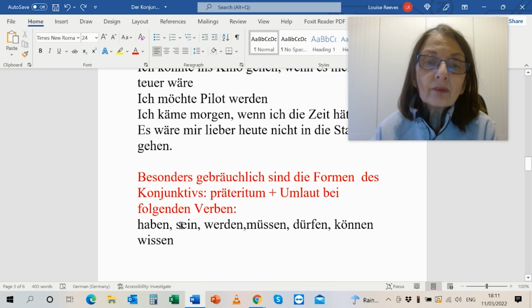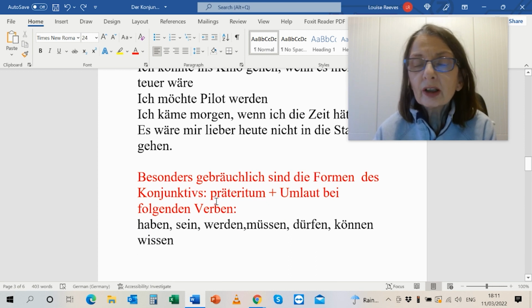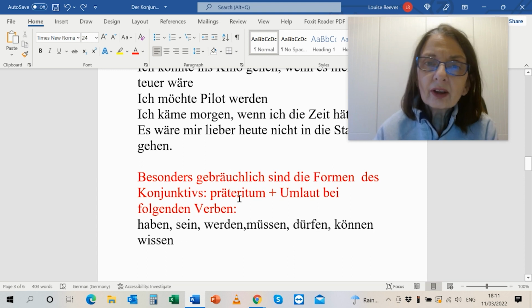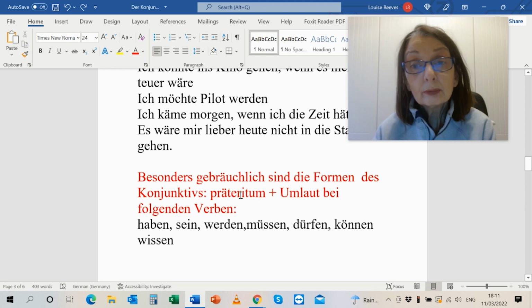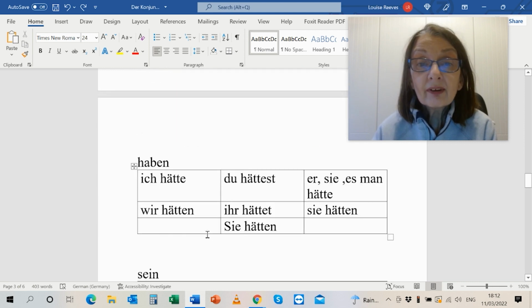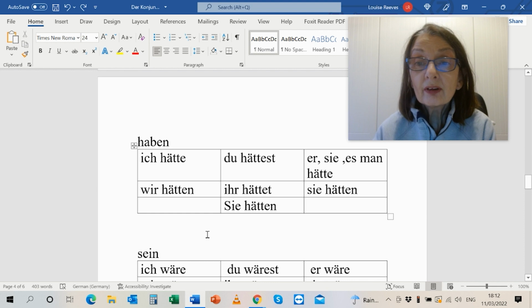These ones here, haben, sein, werden, müssen, dürfen, können, wissen. These ones are particularly used nearly all the time. They're besonders gebräuchlich in the subjunctive, when you get the preteritum and put the umlaut on top of it. These are the ones actually the most used. So there's a few examples there. Haben in the subjunctive in its completion.